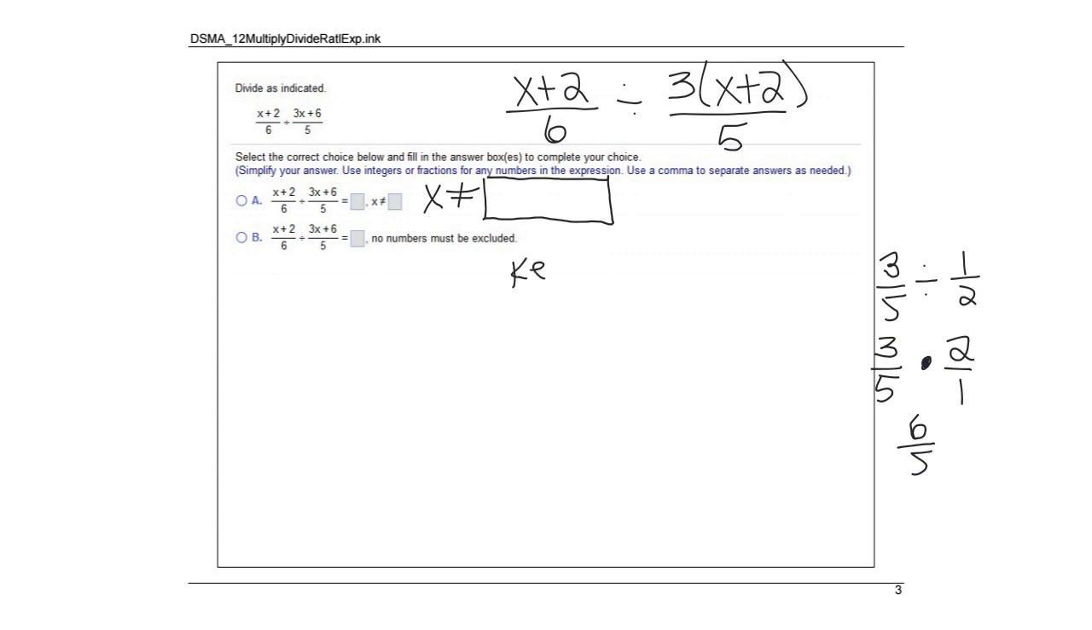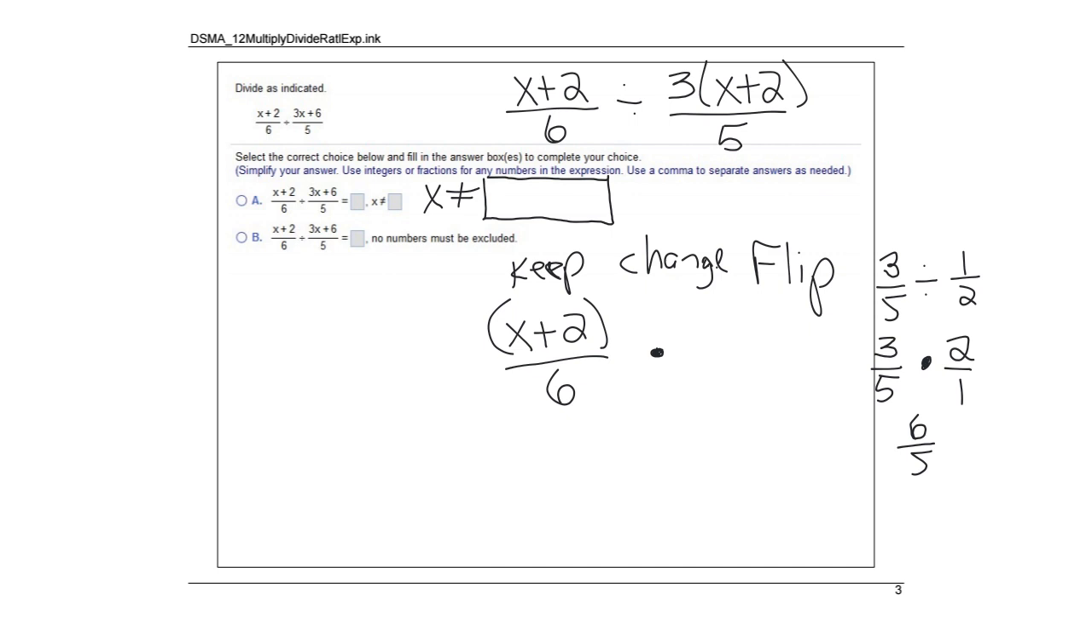So now let's go ahead and do keep. That means we're going to keep the (x + 2), I'm going to go ahead and put those in parentheses, divided by 6. That's keep. Then we're going to change. The division is going to become multiplication and then flip. So now the denominator becomes the numerator and the numerator becomes the denominator.